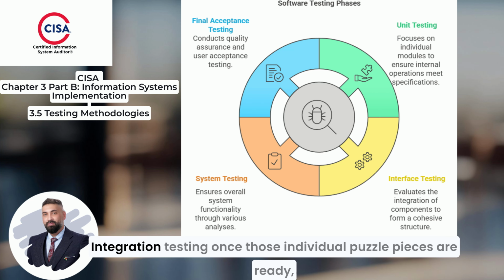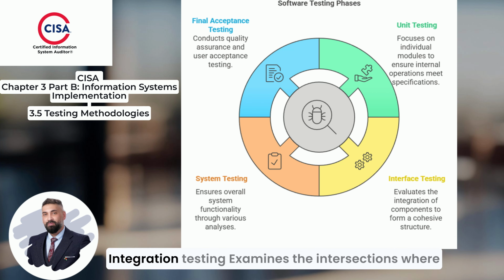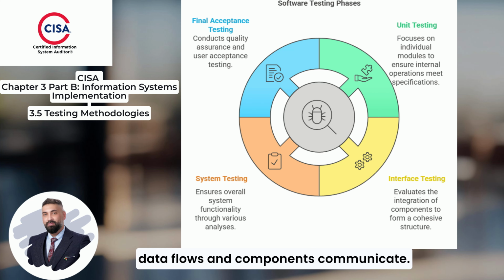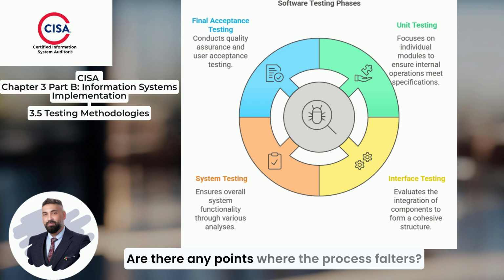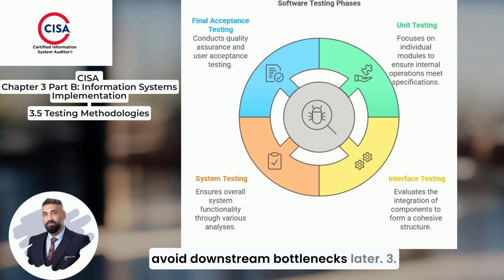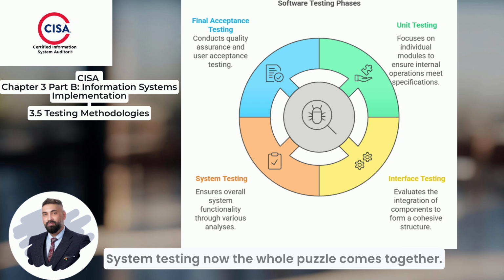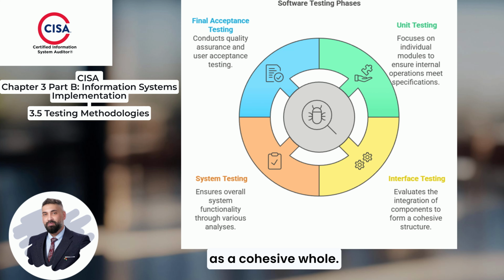2. Integration testing. Once those individual puzzle pieces are ready, it's time to see how well they connect. Integration testing examines the intersections where data flows and components communicate. Does one system module pass data correctly to the next? Are there any points where the process falters? This step is critical to avoid downstream bottlenecks later. 3. System testing. Now the whole puzzle comes together. System testing examines the assembly as a cohesive whole.